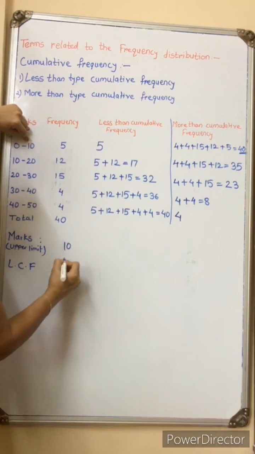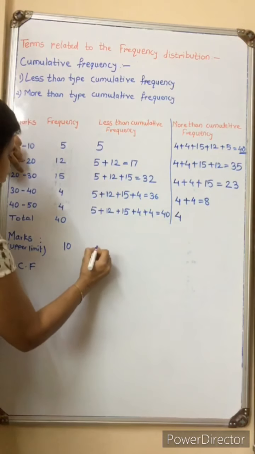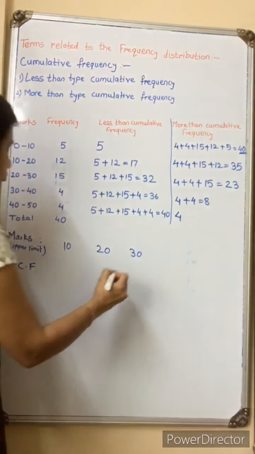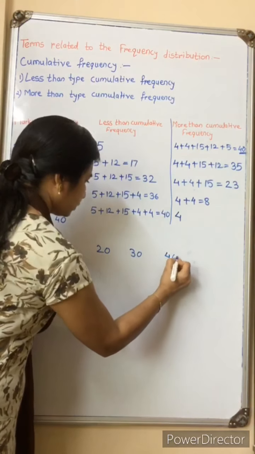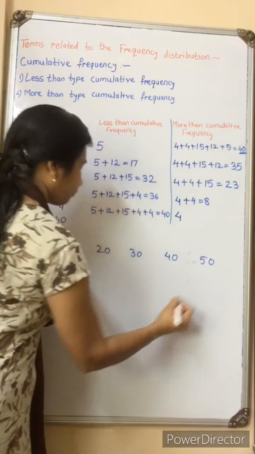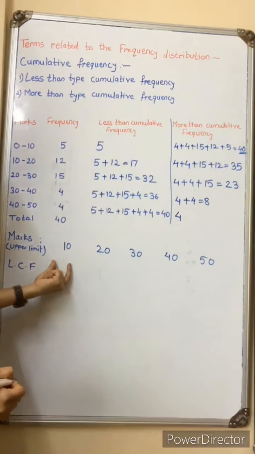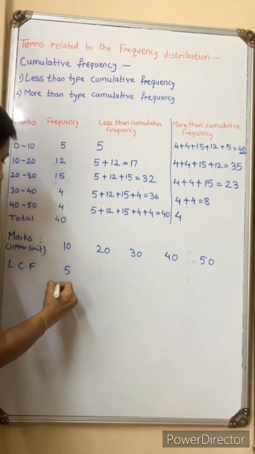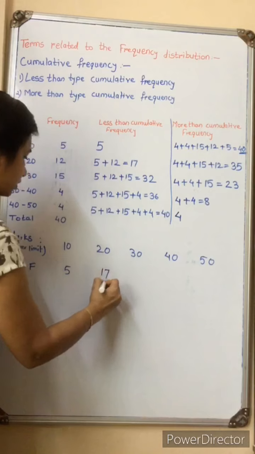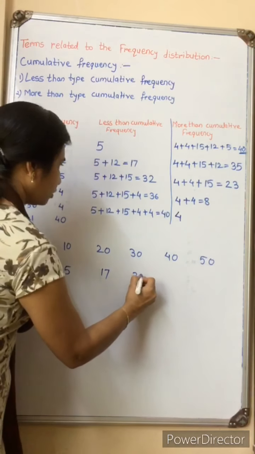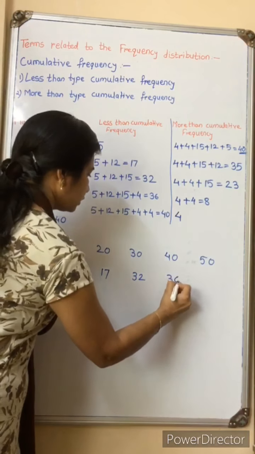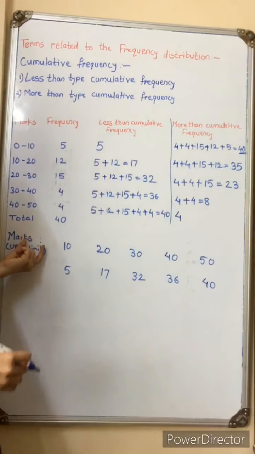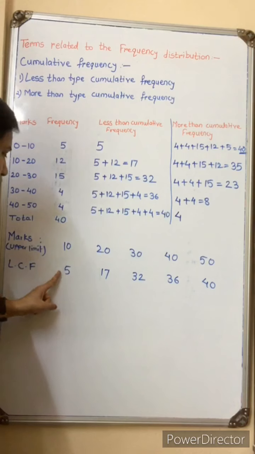So here 10, 20, 30, 40 and 50. And what are the less than cumulative frequencies for that? 5, 17, 32, 36 and 40.